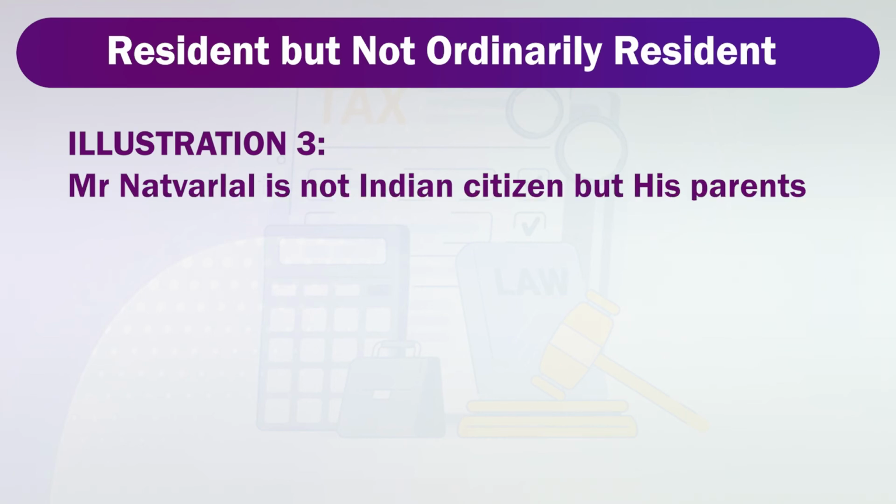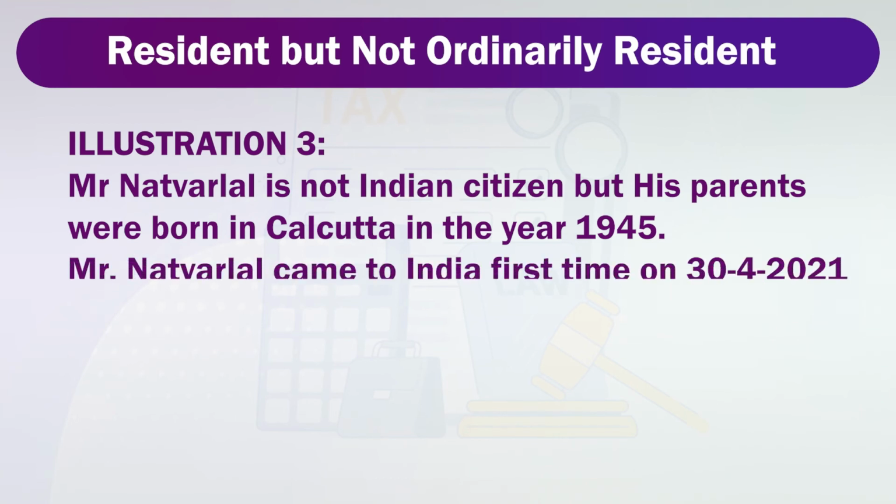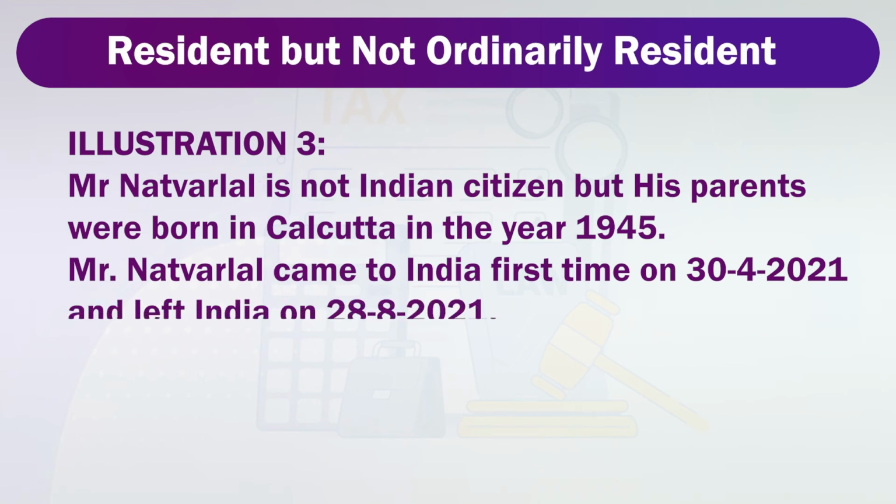Mr. Natwarlal is not an Indian citizen, but his parents were born in Calcutta in the year 1945. Mr. Natwarlal came to India first time on 30th April 2021 and left India on 28 August 2021. What will be his residential status? How will your answer change if he leaves India on 26 August 2021? Assume his total income other than income from foreign sources exceeds rupees 15 lakh during the previous year.